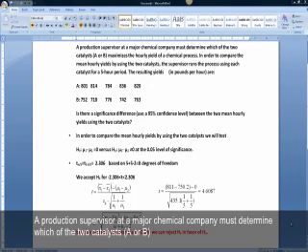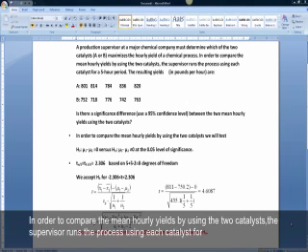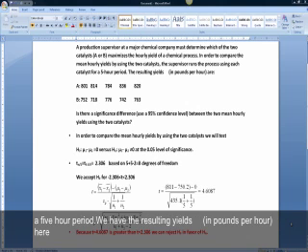A production supervisor at a major chemical company must determine which of the two catalysts, A or B, maximizes the hourly yield of a chemical process. In order to compare the mean hourly yields by using the two catalysts, the supervisor runs the process using each catalyst for a 5-hour period. We have the resulting yields in pounds per hour here.